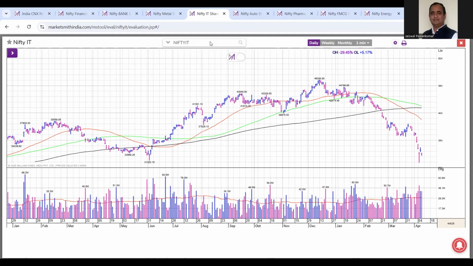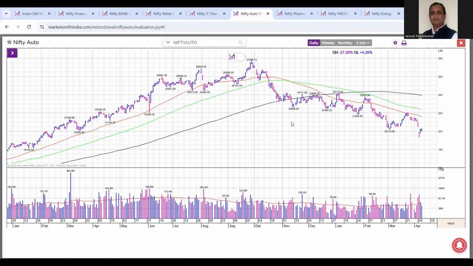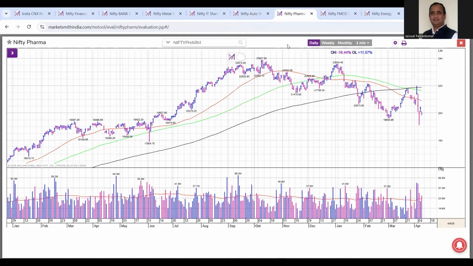But yes, these clouds are still darker for the IT sector, but in the short term, we can expect some bounce back. Auto again is showing weakness. Global-facing auto stocks are creating problems in the market for this particular space, and it is negative. But yes, again, we can expect a bounce back in this.